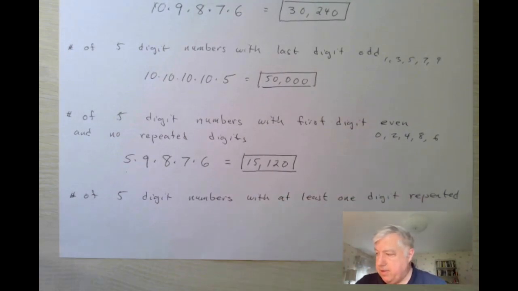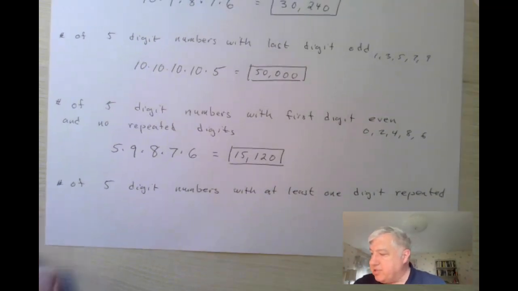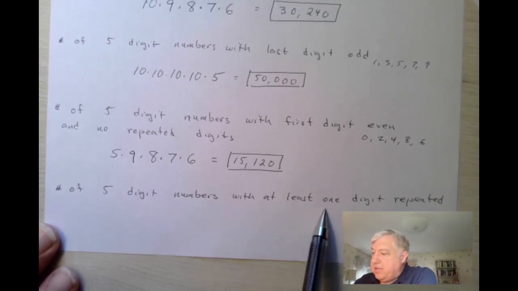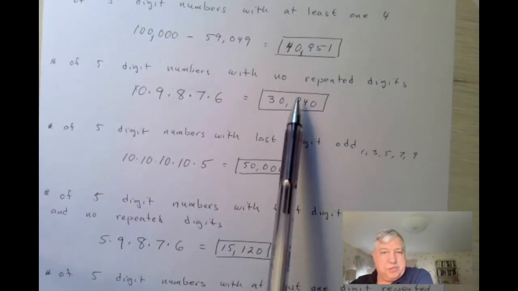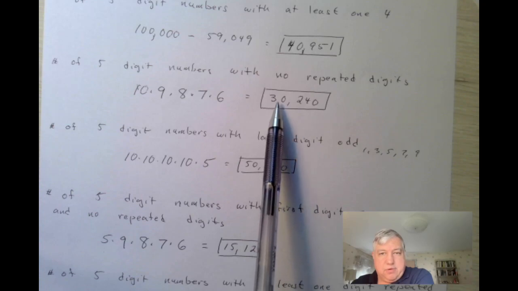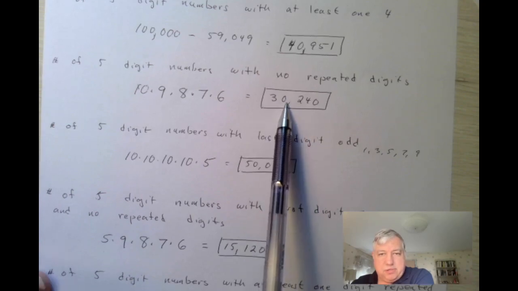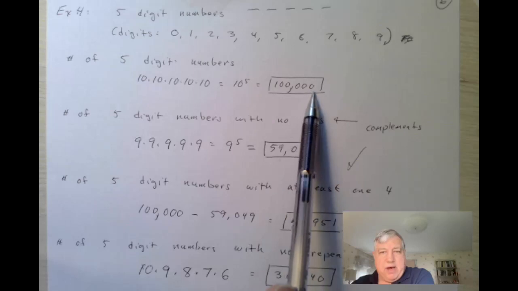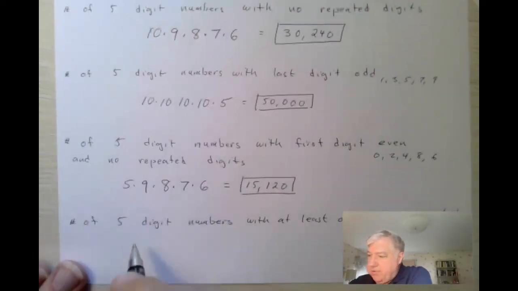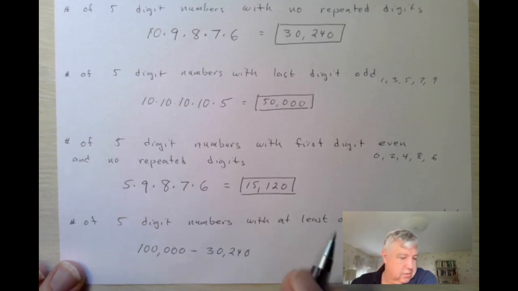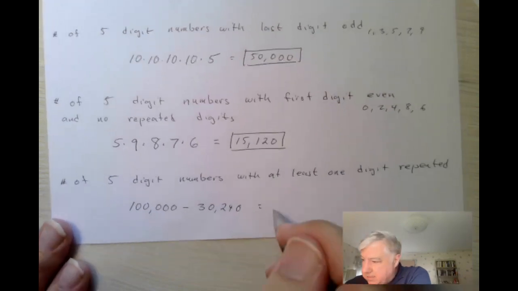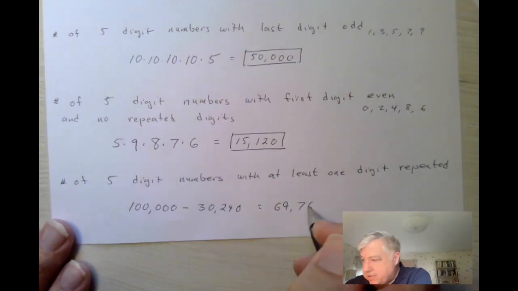And then finally, the number of 5-digit numbers with at least 1 digit repeated. Well, this is the complement of the ones with no repeated digits, right? So there are this many with no repeated digits, and there are 100,000 total. So again, this would be 100,000 minus 30,240, which is 69,760.